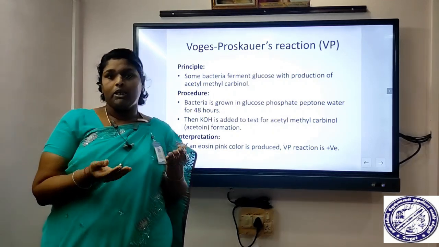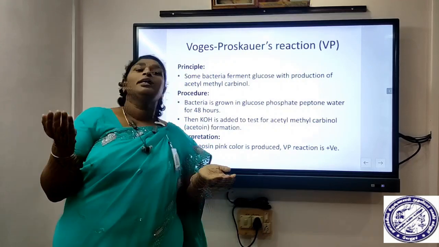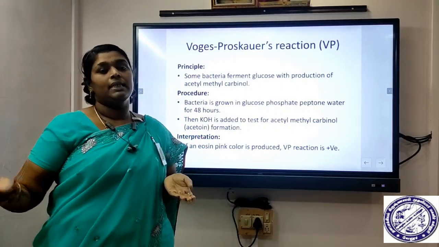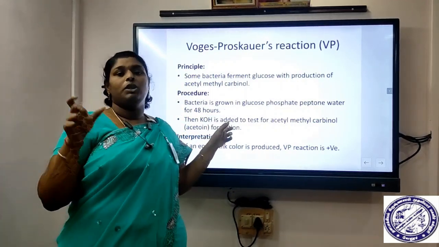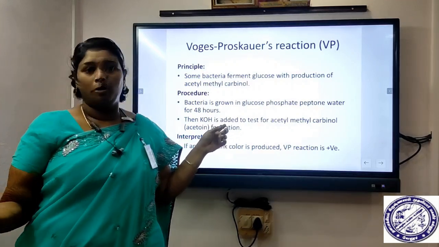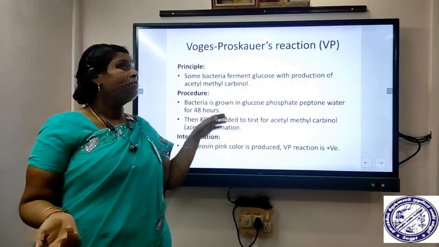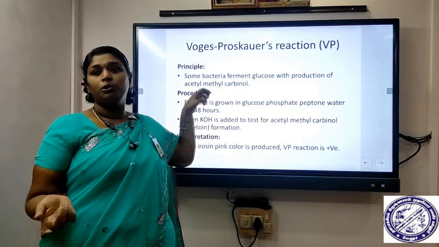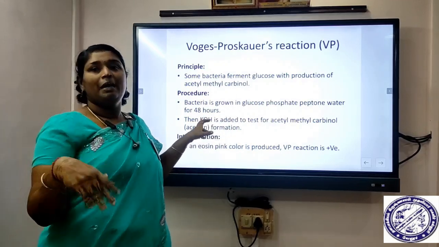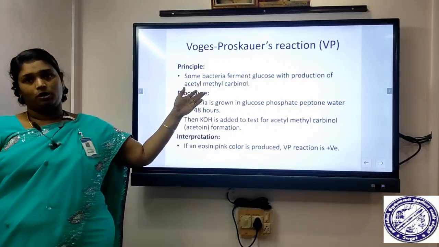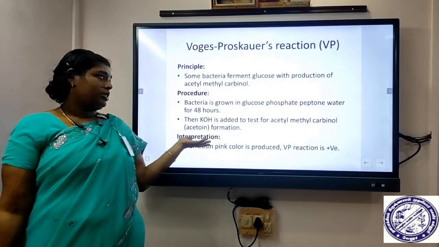Same mechanism, after the metabolic activity, they will be producing the same acid and alcohol. Here, a special derivative called acetyl-methylcarbinol will be synthesized by the organism, so that glucose to acetyl-methylcarbinol can be detected by the Voges-Proskauer reaction. Okay, so what is the procedure?